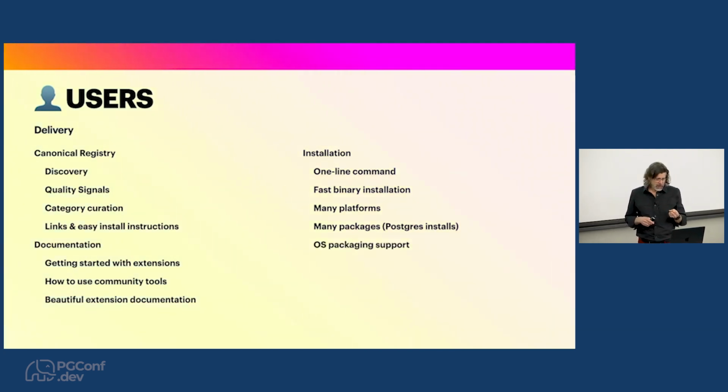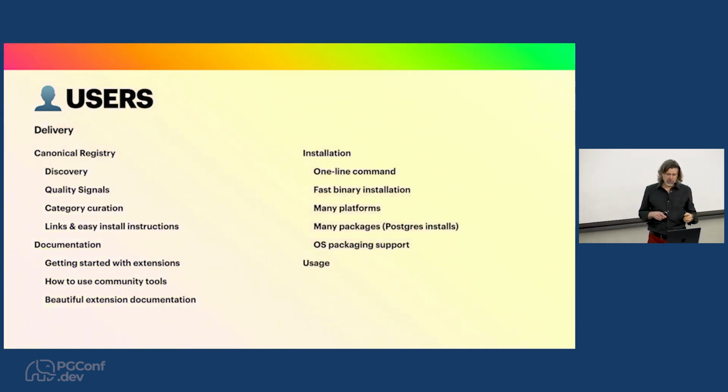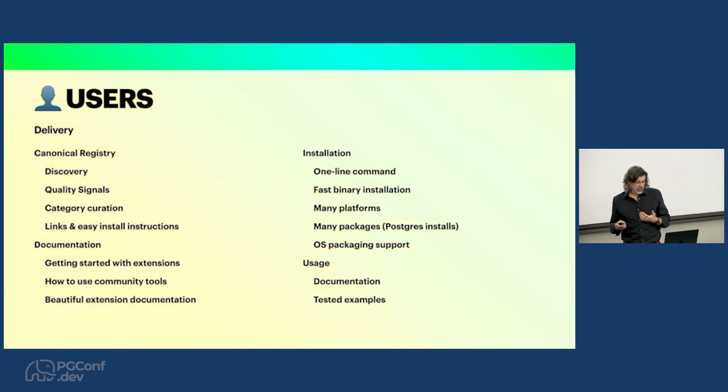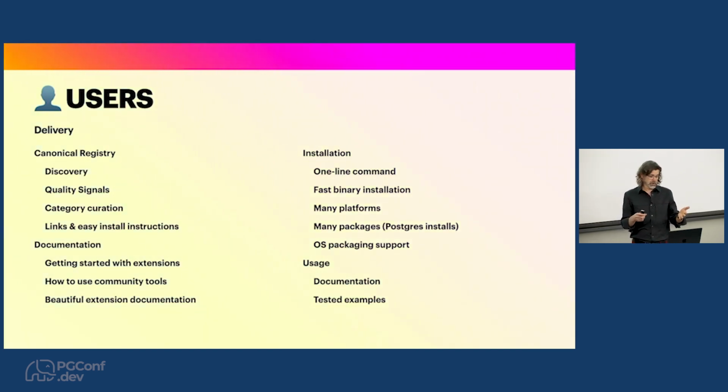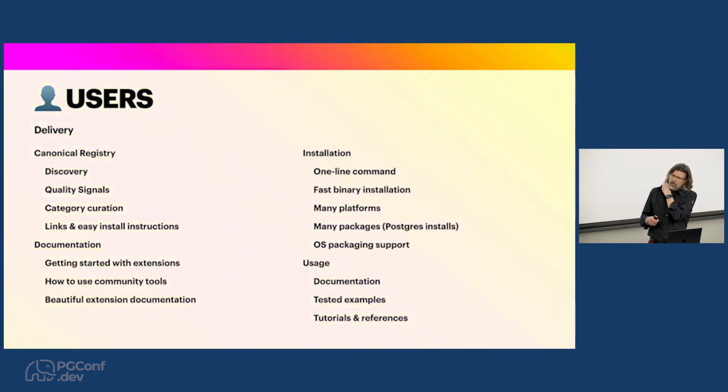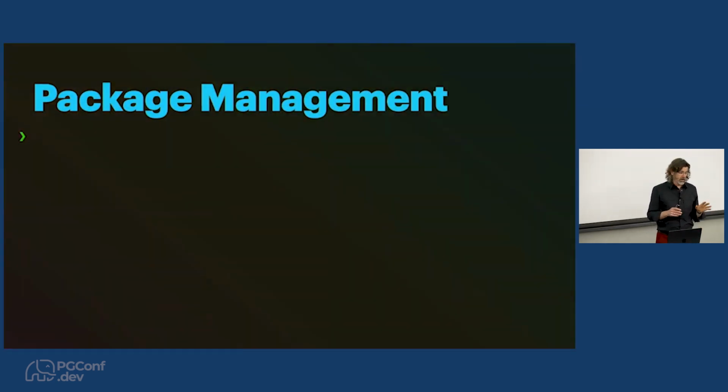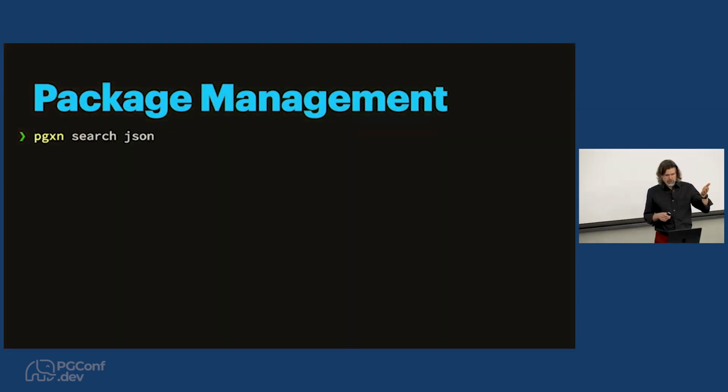OS packaging support, so that the extensions that users need are available in the OS packaging systems that they tend to use. And for usage, to have good documentation to help them use it. And tested examples would be really cool, so when you're reading the documentation for an extension, you know that the example you're reading actually works. And then tutorials and references. Again, this is effort that extension authors ideally have to put in to make their extensions more valuable to users. But there are ways we can encourage that.